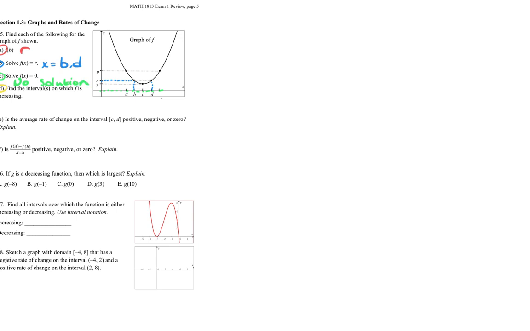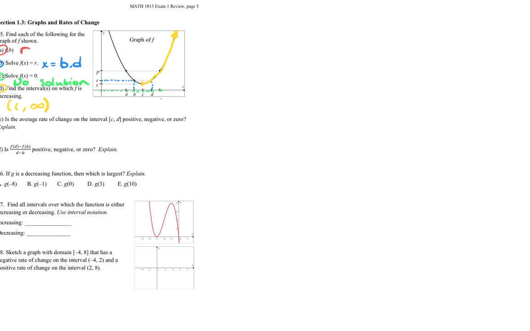Okay, and for part D, find intervals where f is increasing. So if we look at our graph here, we should go from here on up. We start increasing, right? So anything that's greater than c. So what we're going to do is c to infinity. And I notice I put parentheses at c because we don't really know that we're increasing right at c. So that's why I use parentheses.